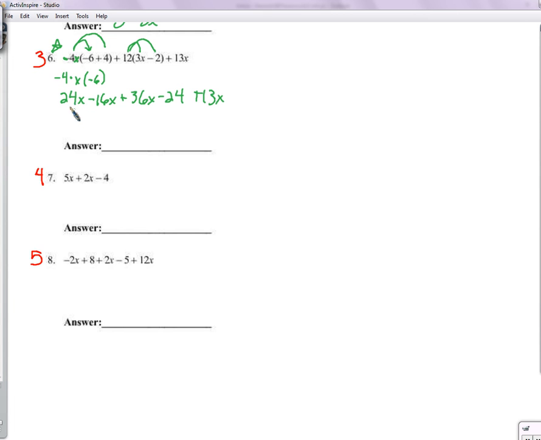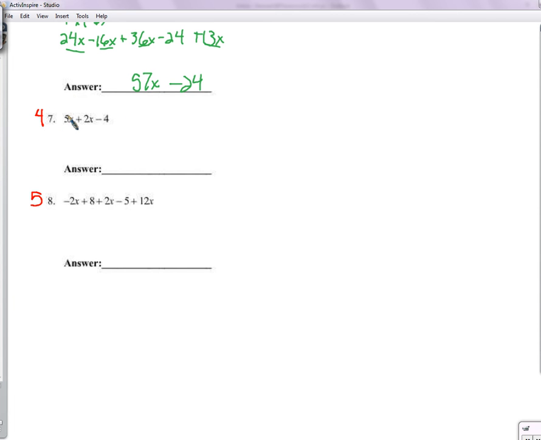Right. And now we have, here's an x term, x term, x term, x term, and we can tell that negative 24 is going to pull through to the final answer. See, 24 minus 16, that is 8. 8 plus 36 is 44. 44 plus 13 is 57x.